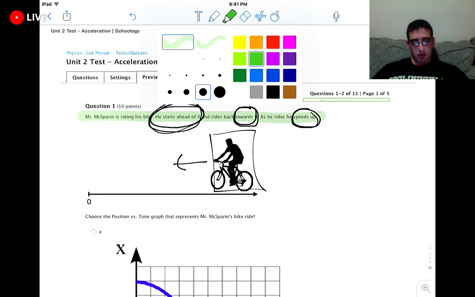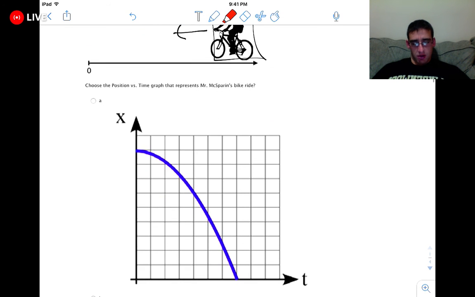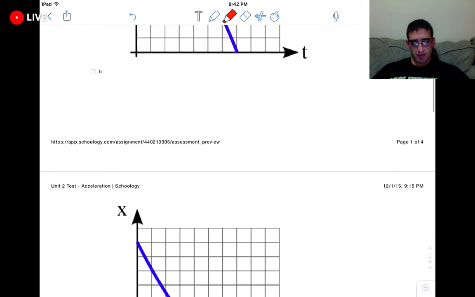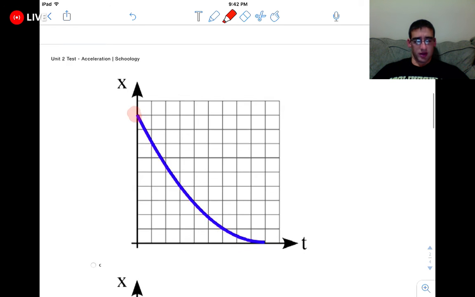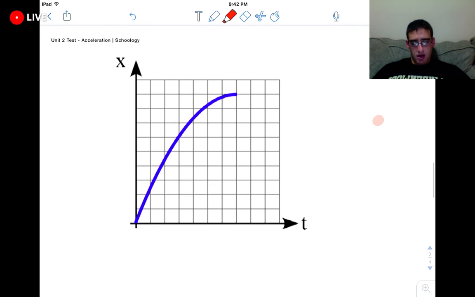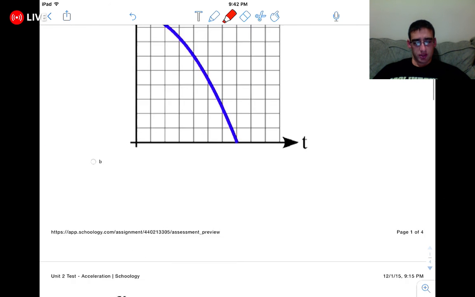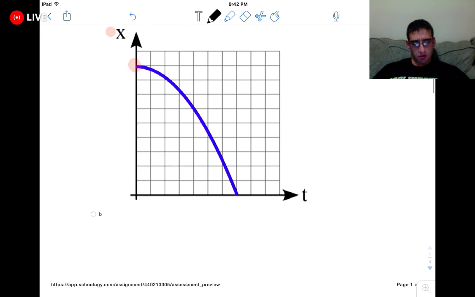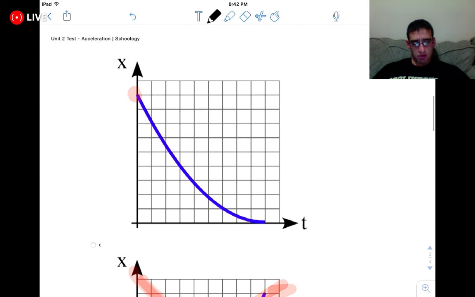So I'm going to get a red highlighter out here. This one starts ahead of 0, so that's good. See, it starts right here, so it's good. This one starts ahead of 0, so it's good. This one right here doesn't start ahead of 0. It starts at 0, so that one doesn't work. This one starts at 0, so it doesn't work. Okay, so now I'm down to 2 choices. Both of these are heading back towards 0. They're going downhill, back towards 0.